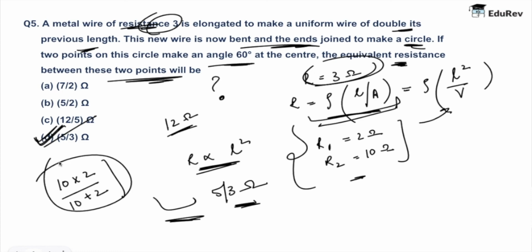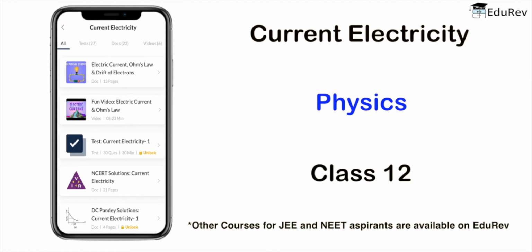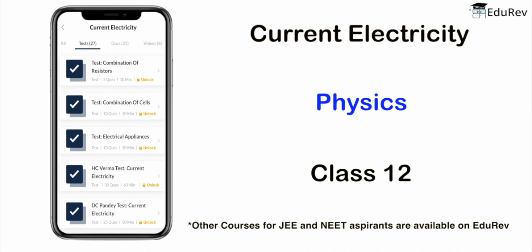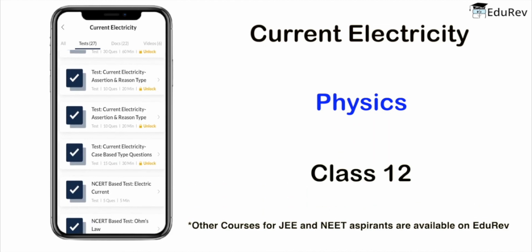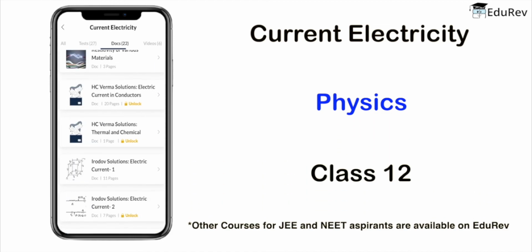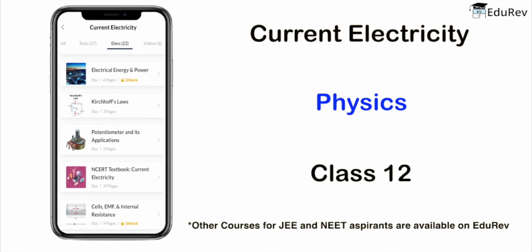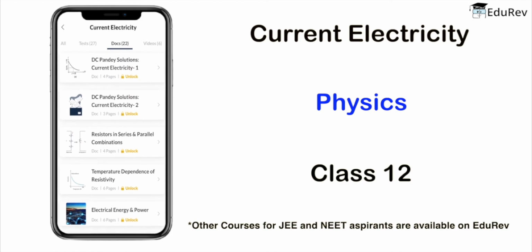So I hope you people have understood all of this, and we have just reached the end. I hope you people have now gathered the confidence to solve more and more questions related to this topic. You can now go to EduRev and try out all the various tests and questions given there to cross-check whether you have understood properly or whether you have the confidence to solve on your own now or not. And if not, then you can see the docs and prepare yourself before attempting those tests.